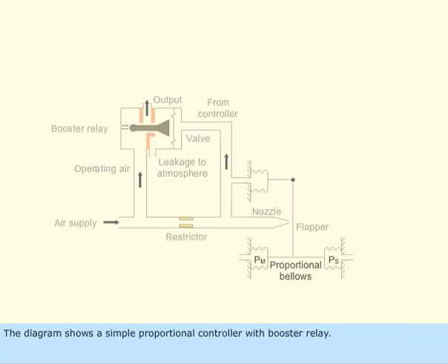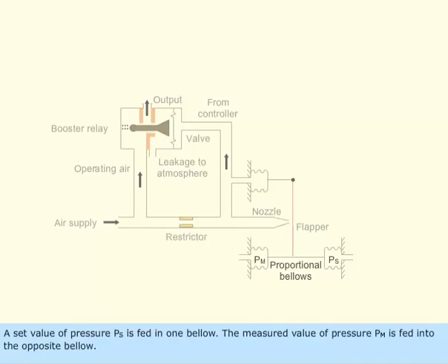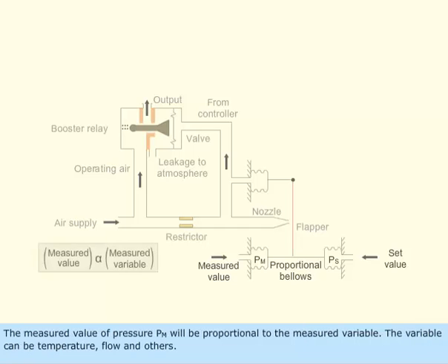The diagram shows a simple proportional controller with booster relay. A set value of pressure, P sub s, is fed in one bellow. The measured value of pressure, P sub m, is fed into the opposite bellow. The measured value of pressure P sub m will be proportional to the measured variable. The variable can be temperature, flow, and others.